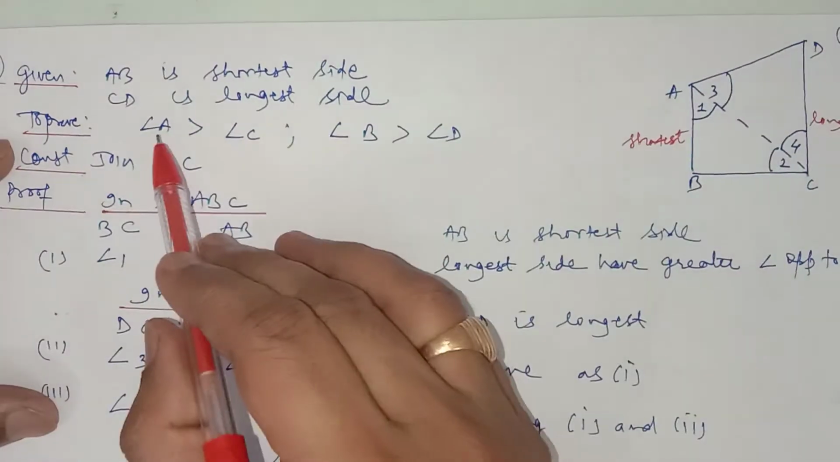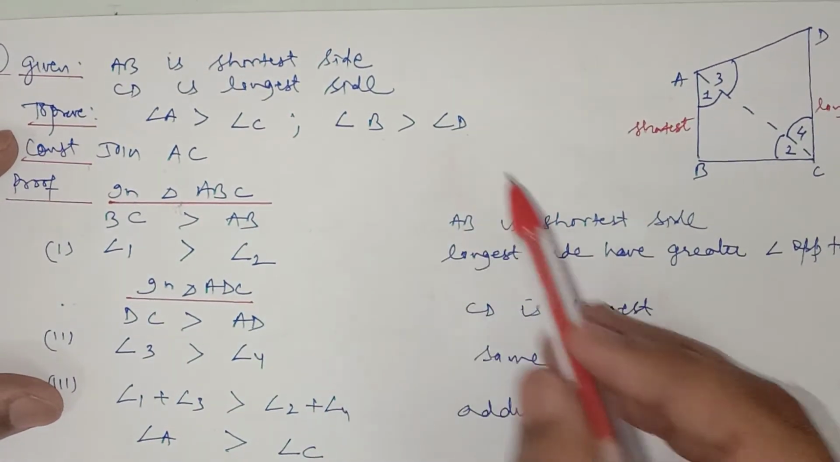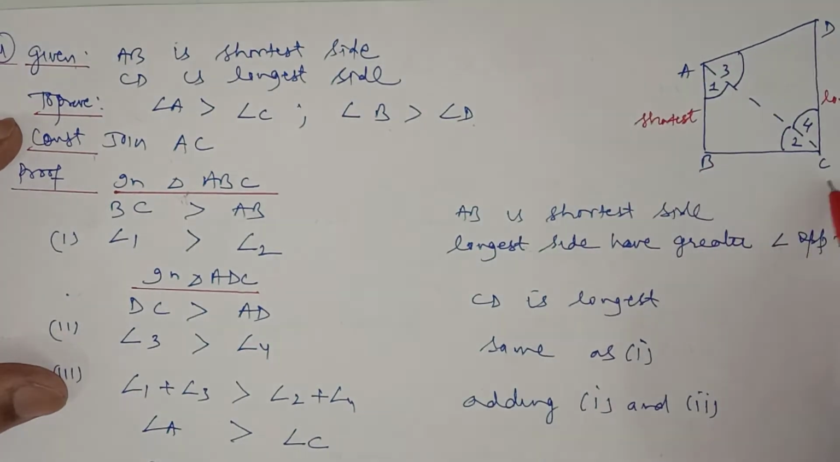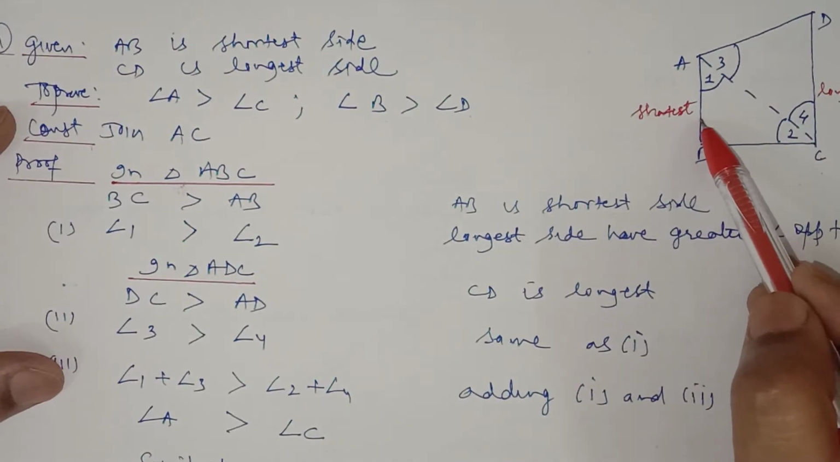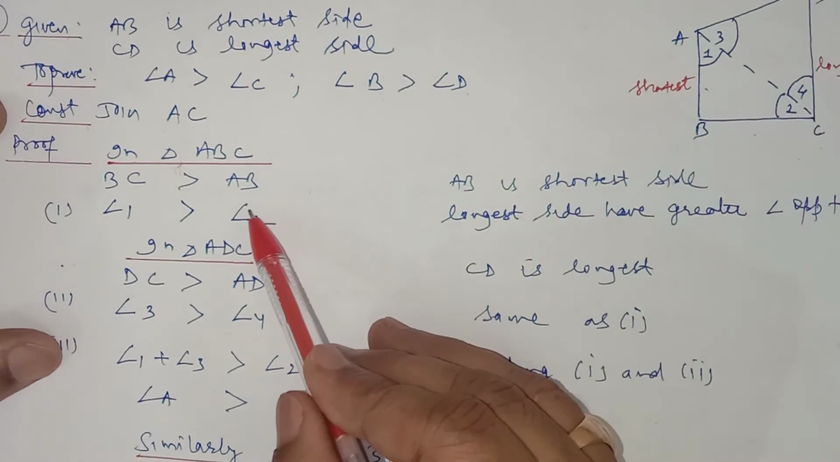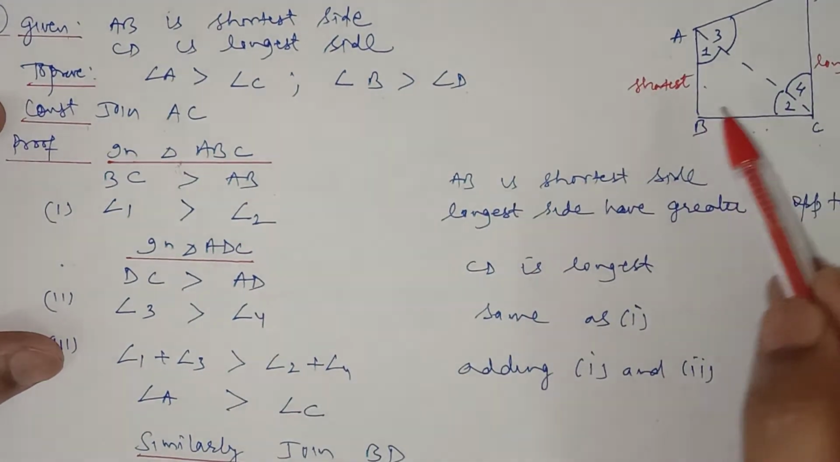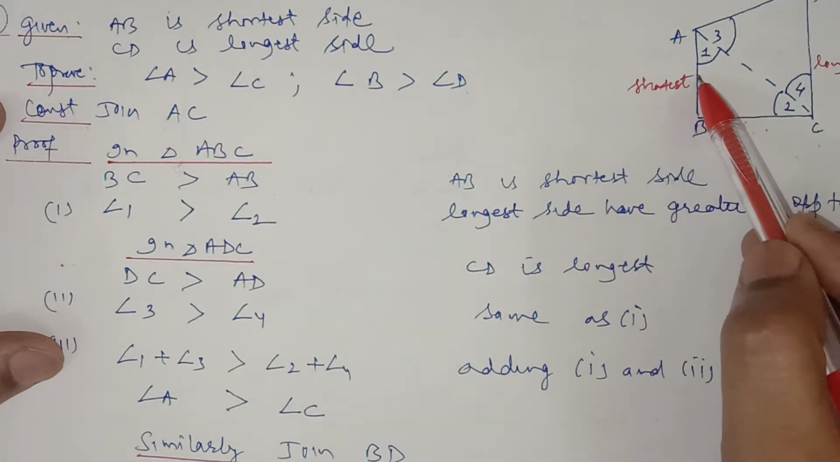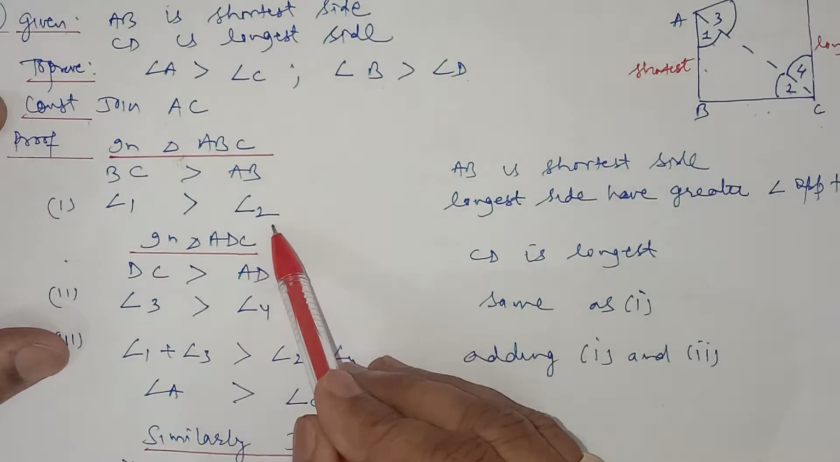And you have to prove that angle A is greater than angle C and angle B is greater than angle D. So we are taking the triangle ABC first, then we take ADC. Now in ABC, because AB is the shortest side, we can say that BC will be longer than AB. It is given that AB is the shortest. See in the figure. So because BC is longer than AB, angle 1 will be greater than angle 2. Longer side has a greater angle opposite to it.